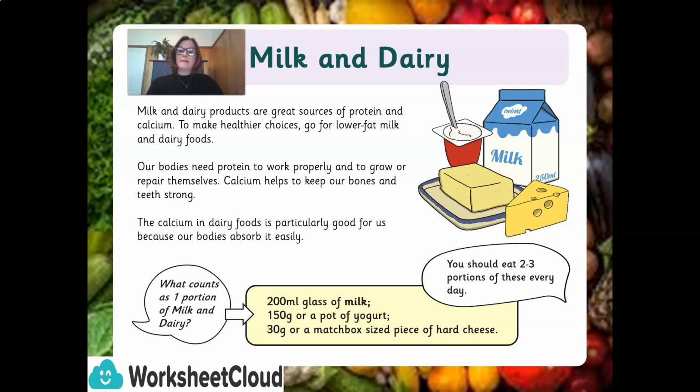The calcium in dairy foods is particularly good for us because our bodies absorb it easily, and you should be eating 2 to 3 portions every single day. One portion of milk and dairy could be a 200 ml glass of milk, or 150 grams, or a pot of yogurt, 30 grams, or a matchbox-sized piece of hard cheese.